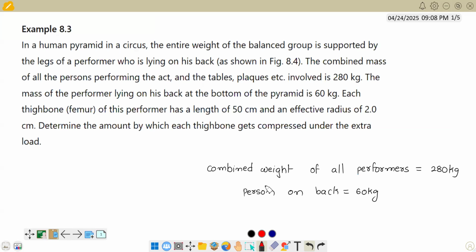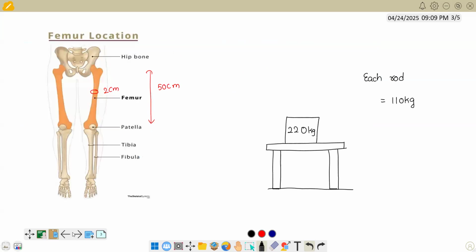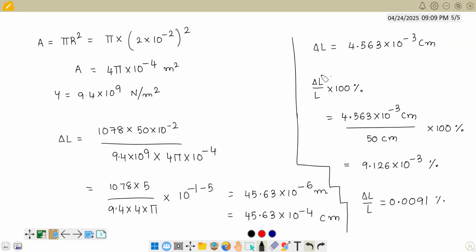But the most important takeaway from this problem is, look at the English sentence he has given: the combined mass of all the persons performing the act, all the persons involved in the act, is 280. That means it includes the weight of the performer also. While solving the problem, you have to remove his weight, 280 minus 60, and you should take 220. This is the key step in solving the problem. Hope you understood how I have solved. Thank you.